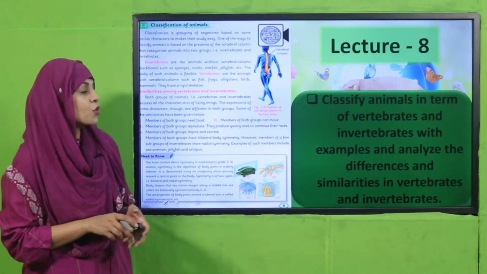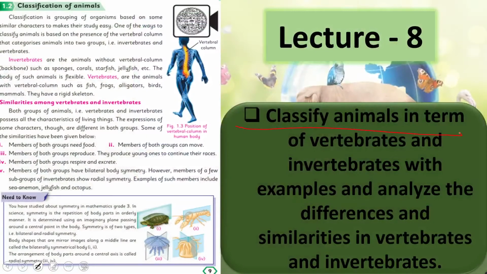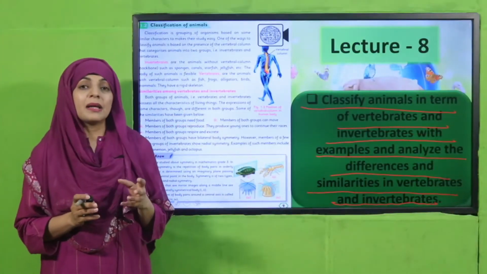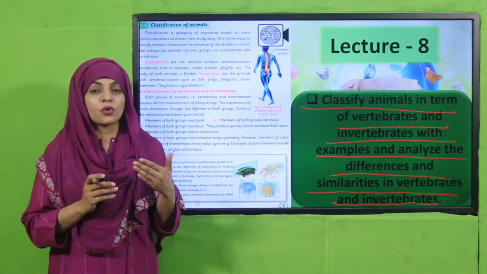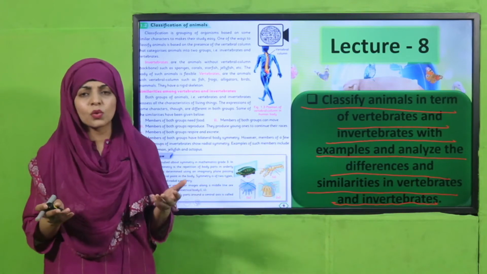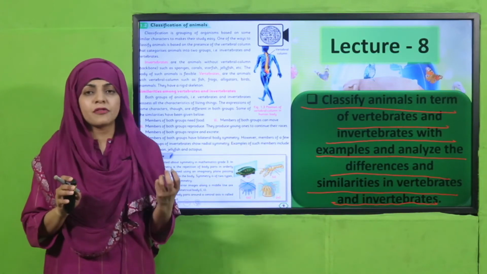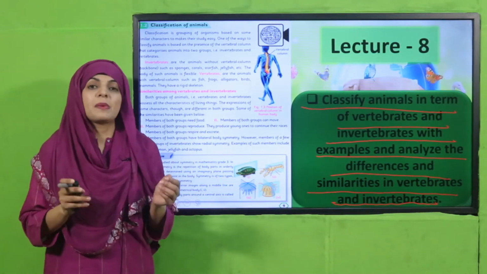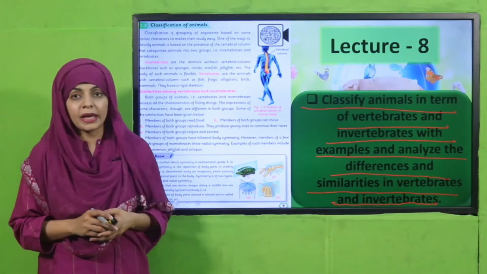the students will be able to classify animals in terms of vertebrates and invertebrates with examples and analyze the differences and similarities in vertebrates and invertebrates. So my dear students, अब हम animals के बारे में पढ़ना शुरू करेंगे कि animals को categorize किया जाता है vertebrates और invertebrates में, क्या क्या characteristics होते हैं, कैसे bodies जो है वो उनकी different होती हैं और वो different categories में lie करते हैं. This will be discussed in lecture number 8.